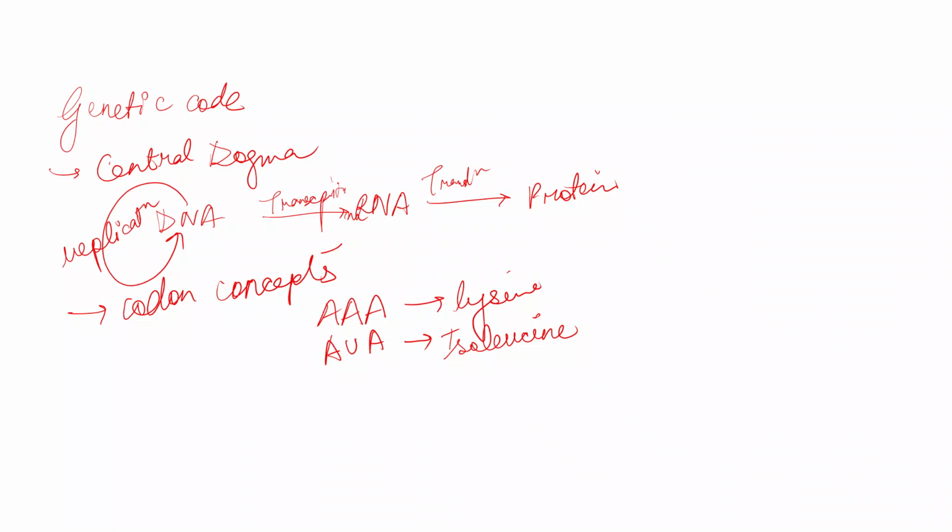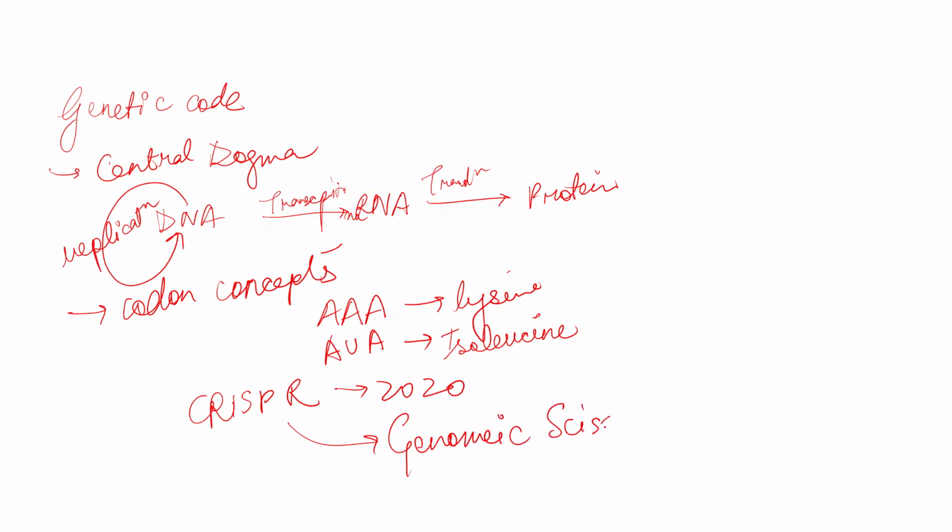Then we learned about different concepts of the Human Genome Project and genome sequencing. CRISPR is another concept, which got the Nobel Prize recently, in 2020 in chemistry. This is a genome editing tool, genomic scissors.